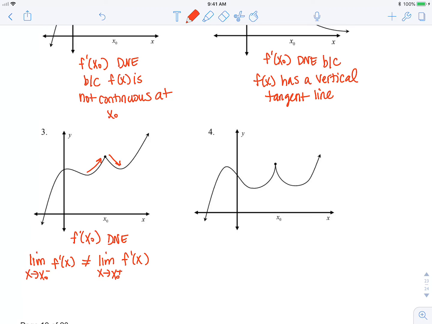And you'll notice that 4 is a similar example when you have two concave ups around a continuous point. That's going to create a derivative that does not exist there, even though it's a continuous function. And it's the same reason here. The limit as x approaches x naught from the left of our derivative does not equal the limit as x approaches x naught from the right of our derivative.